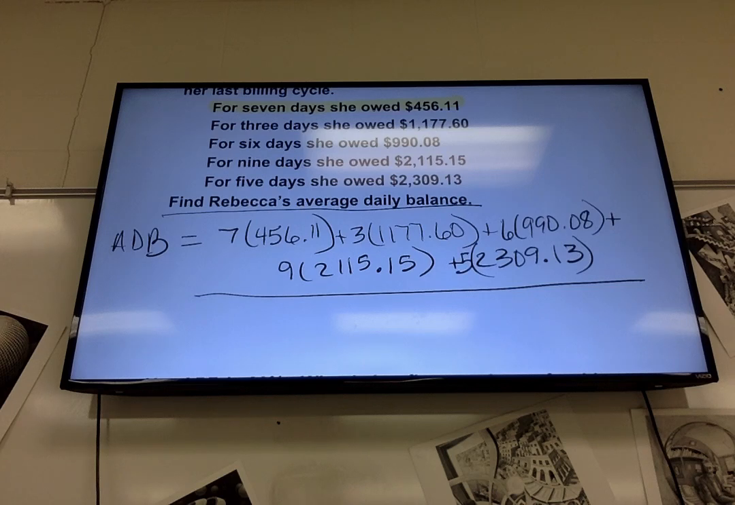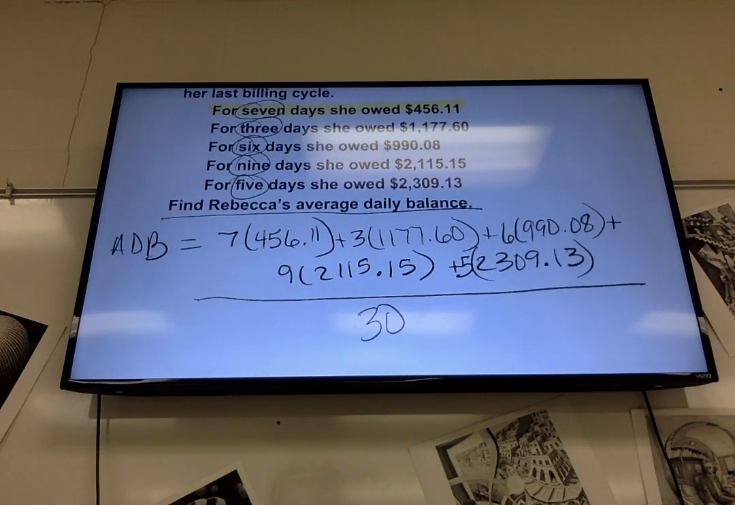So, how are we going to figure out what to divide this by? How do we know if it's 30 or 31 or 28? You add up the days. So we have 7, 3, 6, 9, and 5 days. So y'all add those up and tell me what that is. 30. Yes, it is 30. Very good.